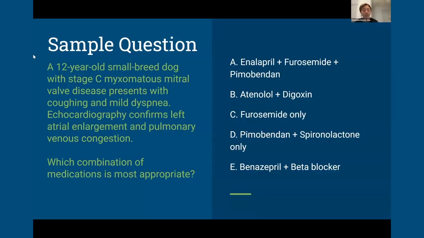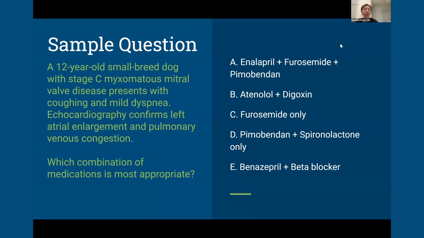Okay, one more question because again, this is very important. So we have a 12-year-old small breed dog with stage C mitral valve disease presented for coughing and mild dyspnea. He has already had an echocardiogram that confirms left atrial enlargement and pulmonary venous congestion. So what combination of medications should be most appropriate?